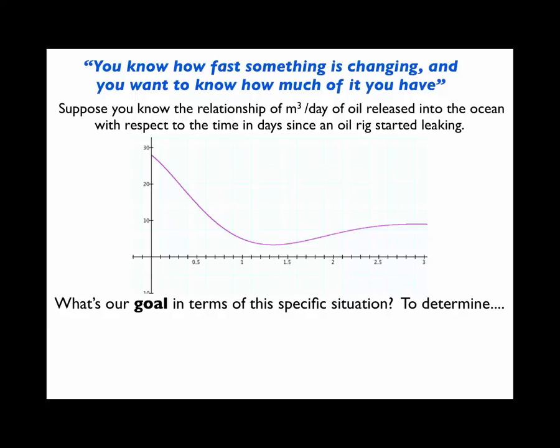So this goes back to the top of the screen there. You know how fast something is changing. We're given this rate of change graph. You want to know how much of it you have. And so our goal is how much of it we have. What is it that we're measuring the amount of? Well, that's volume of oil, or meters cubed of oil. So we want to know the total amount of oil that's leaked out.